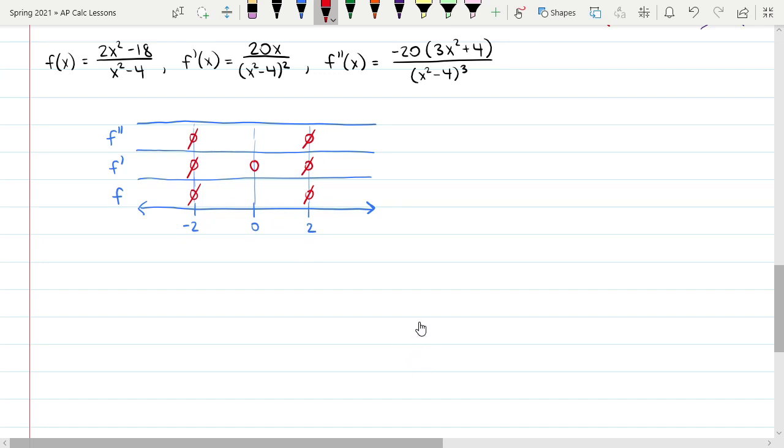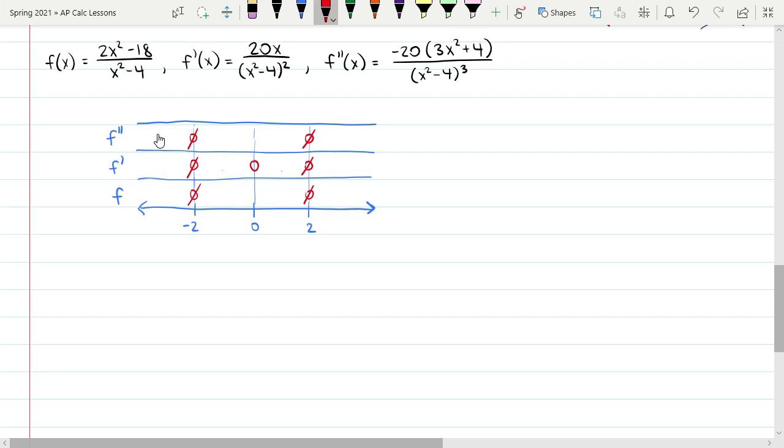Okay, now, the reason that it was important for me to put the 0 for f prime, what this is saying is when I'm analyzing f prime's signs, positive or negative, I have 4 distinct intervals that I have to investigate. -infinity to -2, -2 to 0, 0 to 2, and 2 to infinity.